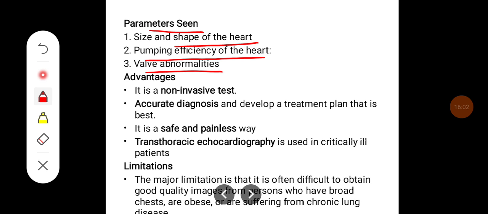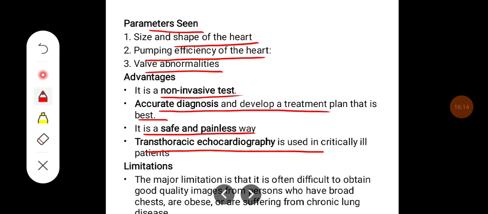So it is very advantageous as it is non-invasive, and for accurate diagnosis and to develop a treatment plan it is better. It is safe and painless. Transthoracic echocardiography is used in critically ill patients as well. The major limitation is that it is often difficult to obtain good quality images from persons who have a broad chest, or are obese or suffering from chronic lung disease.